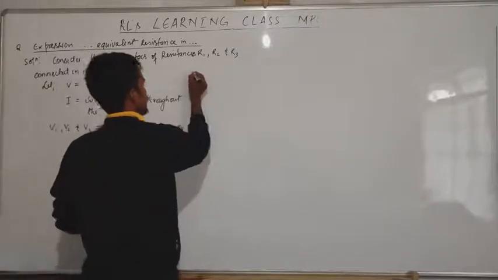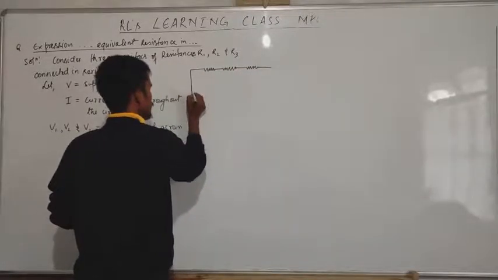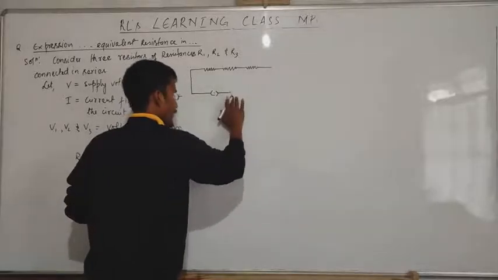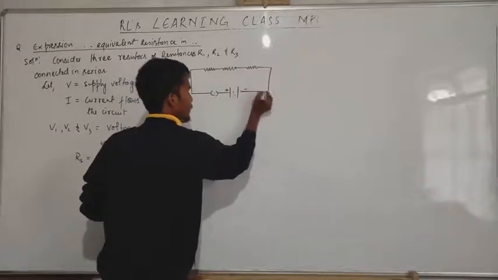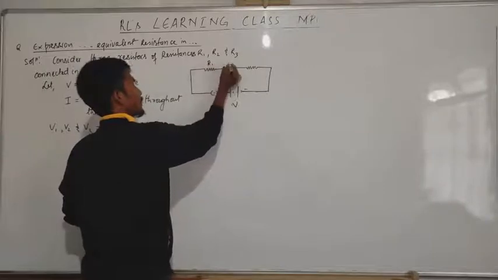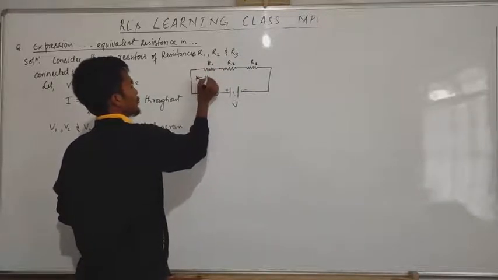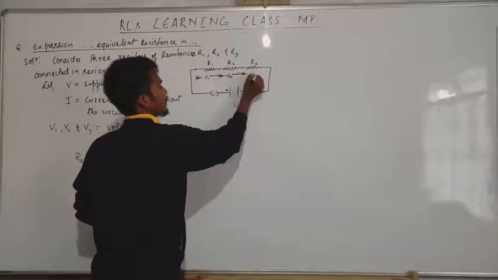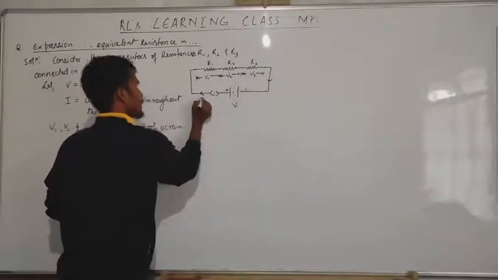Okay, let's draw the diagram. Three resistors: 1, 2, 3. Here there's a switch, and here's the supply voltage, positive here and negative here. Let's say the supply voltage is V, and here resistor R1, resistor R2, resistor R3. The voltage drop across the first will be V1, across the second V2, and across the third V3. The current flowing throughout the circuit will be I.